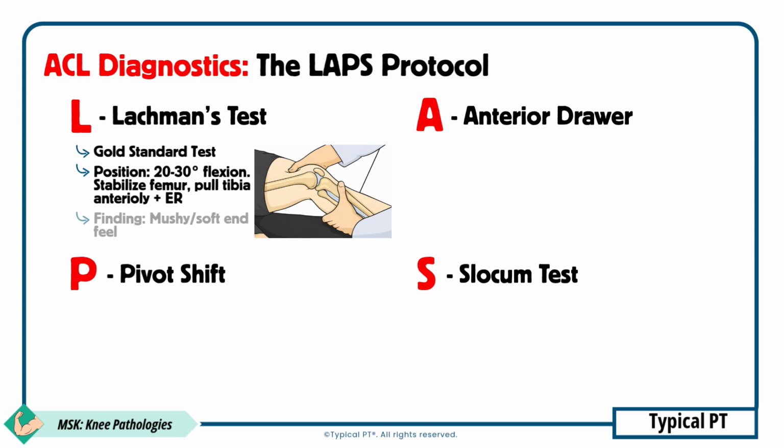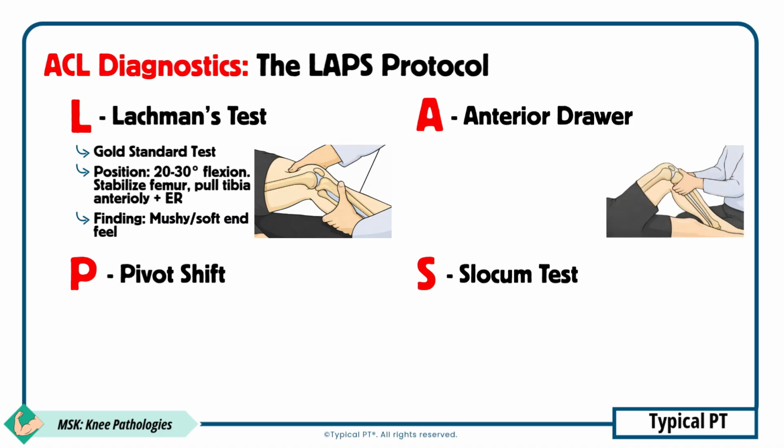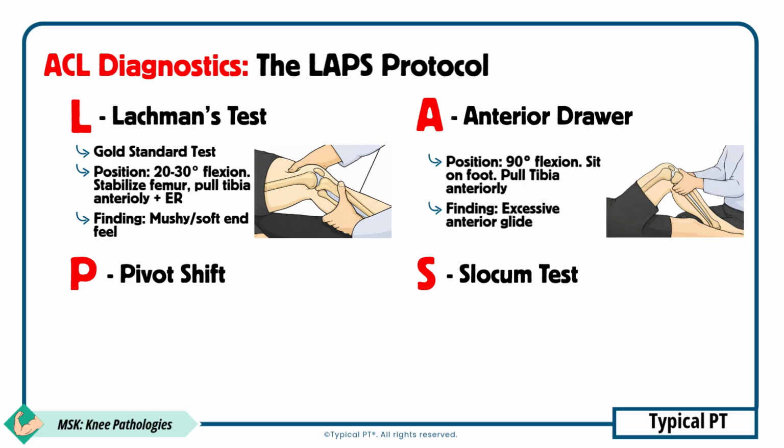A positive test shows the tibia translating forward with a mushy or soft end feel rather than the normal firm stop. The second test is the anterior drawer test. This one's performed with the knee at 90 degrees of flexion. You sit on the patient's foot to stabilize it, then pull the tibia forward. A positive finding is excessive anterior glide compared to the other side, again with that mushy end feel.